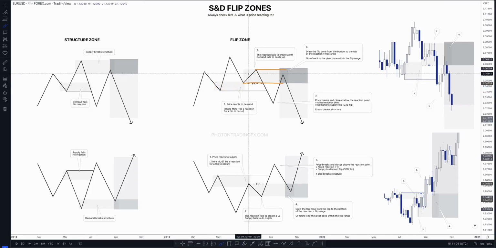Okay, so again, we have demand, right? It's valid demand because it broke that high. Price comes down into it, it reacts, it fails to do its job because demand should make a high, but we only have confirmation that it failed to do its job once price closes below this low, right? Assuming that it didn't break the high. If price then comes back down and closes below the start of the reaction, we now have a confirmed failed reaction. I personally want to see a candle body closure, okay?